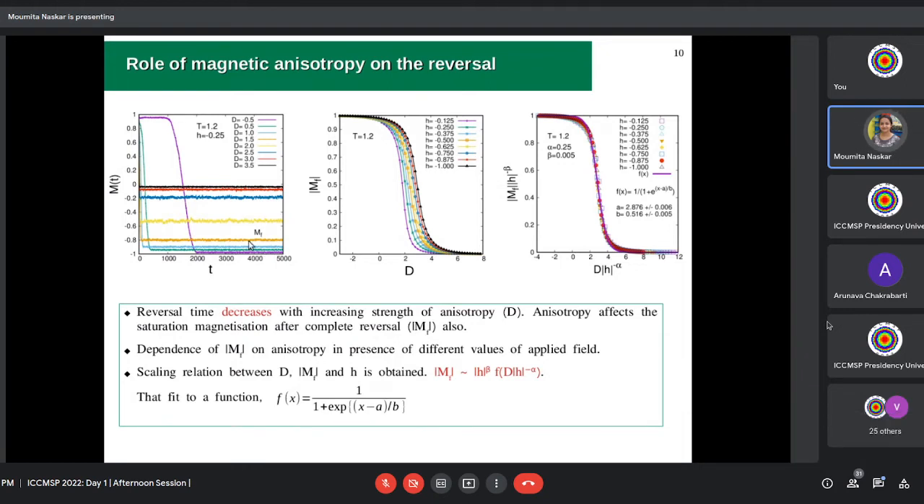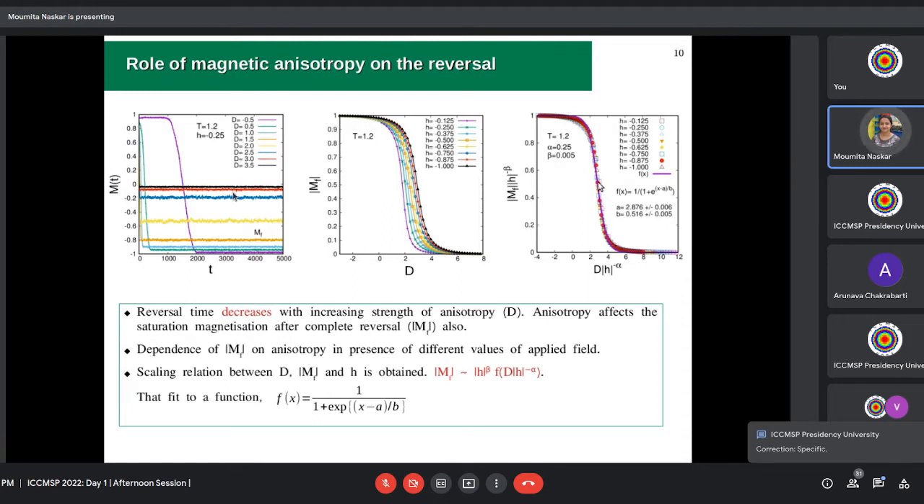So also the saturation magnetization varies with this strength of anisotropy. Here we have studied the variation of the absolute value of M_f with anisotropy for different strengths of field, and we found a scaling behavior between them.